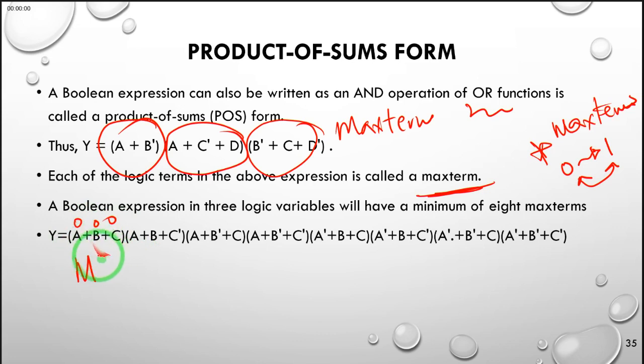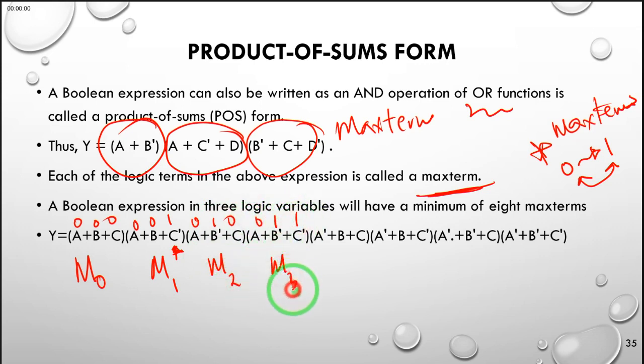For that reason, if we are to represent A or B or C, we are going to say that whenever A is not complemented, that represents a 0. B uncomplemented, that is a 0. C is going to be a 0. So this is 0, 0, 0. Whenever you find a complemented or barred variable, that is the one that represents a 1. So this will be max term 1: 0, 0, 1. 0, 1, 0 becomes max term 2. 0, 1, 1 is max term 3. Similarly, 1, 0, 0 is max term 4, all the way up to where we have 1, 1, 1, which is max term 7.